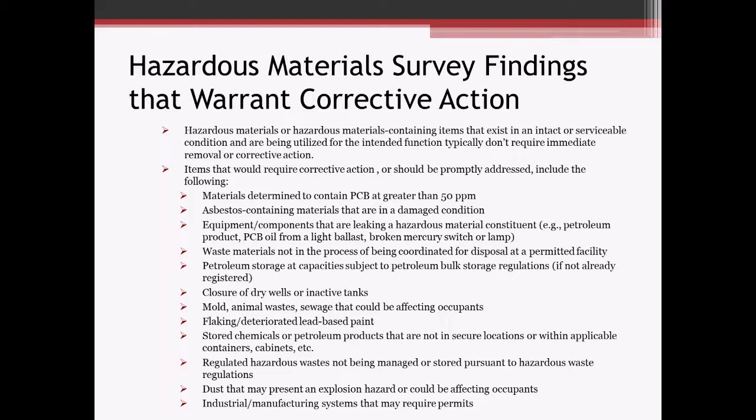Asbestos containing materials that are in a damaged condition, often referred to as incidental disturbance type condition, present a high risk exposure hazard to occupants, workers, whoever may come in contact with them. So those need to be addressed as soon as possible. Equipment or components that are leaking a hazardous material. So if you have light ballasts that are leaking oil, PCB oil, or a broken mercury switch, obviously you want to get those removed, disposed of, and cleaned up.